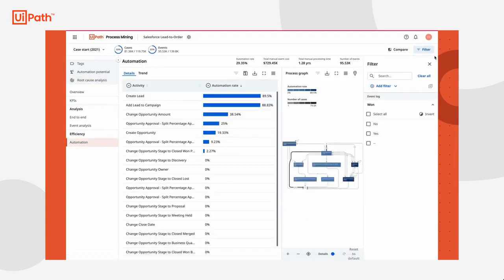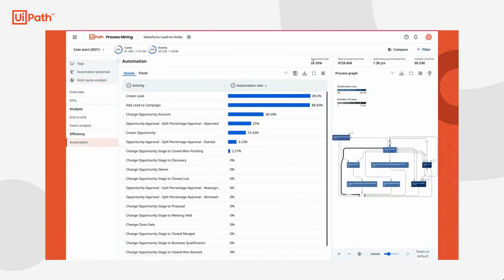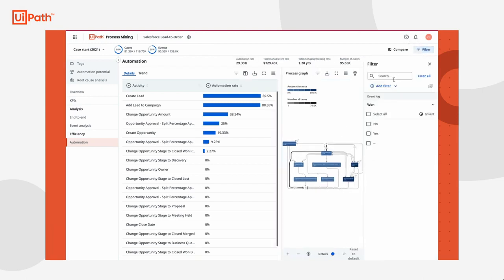She decides to see how she can accomplish this through automation. In the automation dashboard, she sees that the current automation rate is just under 30%. And as she looks at specific activities, her eye is caught by opportunity creation. Right now, the automation rate for opportunity creation is sitting at just under 20%. Knowing the process, she has an idea to potentially increase this percentage. She opens the filter pane and filters for only renewals.